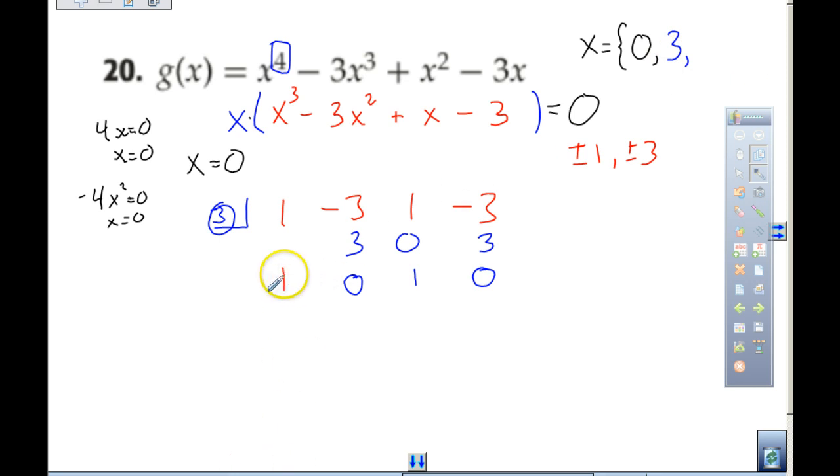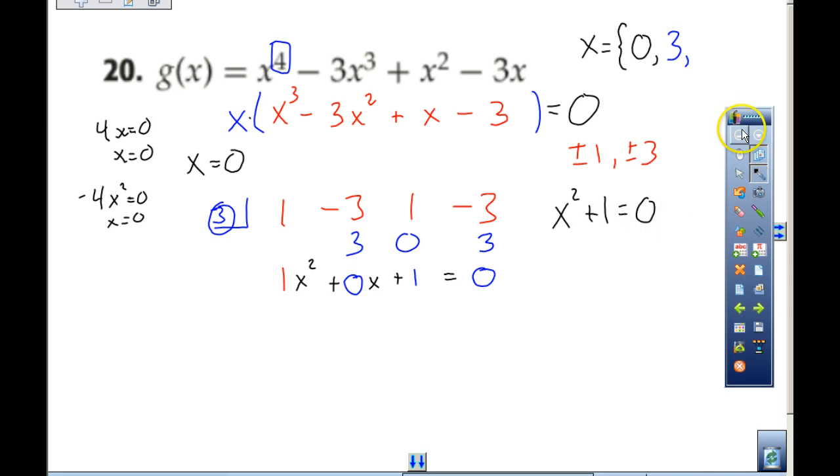So we're left with 1x squared plus 0x plus 1. That equals 0. So we're really having to solve x squared plus 1 equals 0. And again, you can use any method you want.